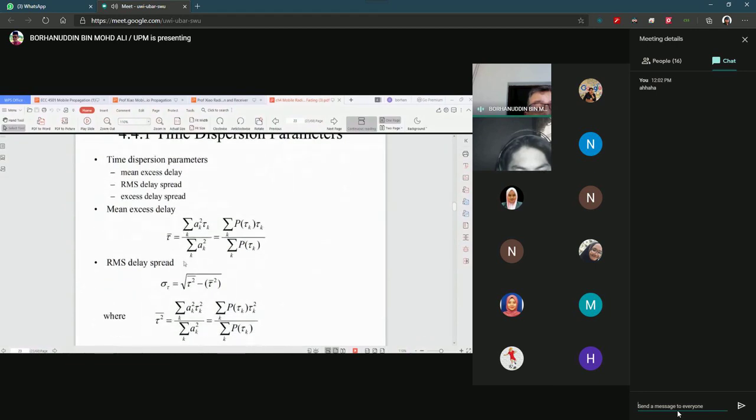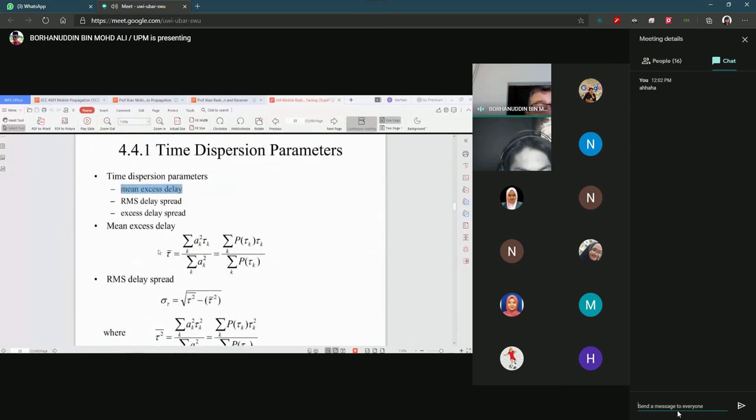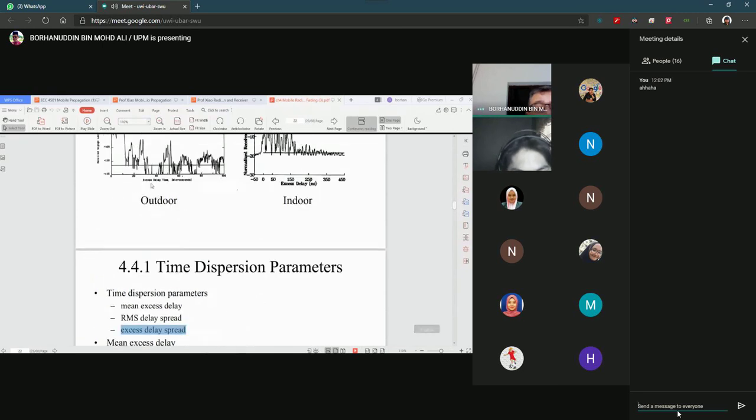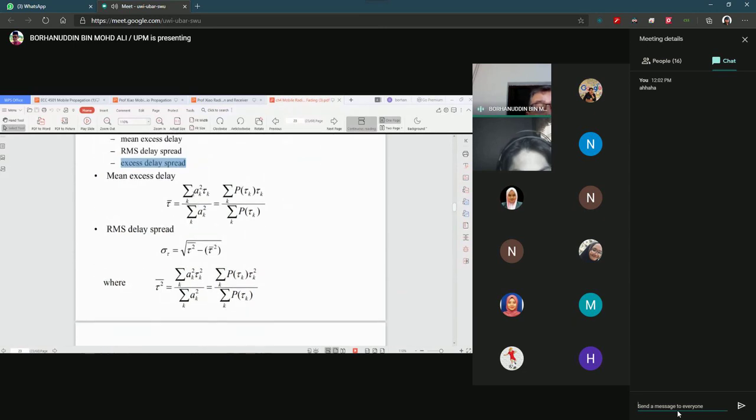So what are the parameters? The mean excess delay. All the rest are called excess delay, delay that is excessive or beyond what they expect. And then RMS is very much like electrical engineering. So your mean voltage, your RMS power, the RMS delay spread. This is called delay spread. How many seconds or milliseconds is your delay spread? And this is how you calculate them.